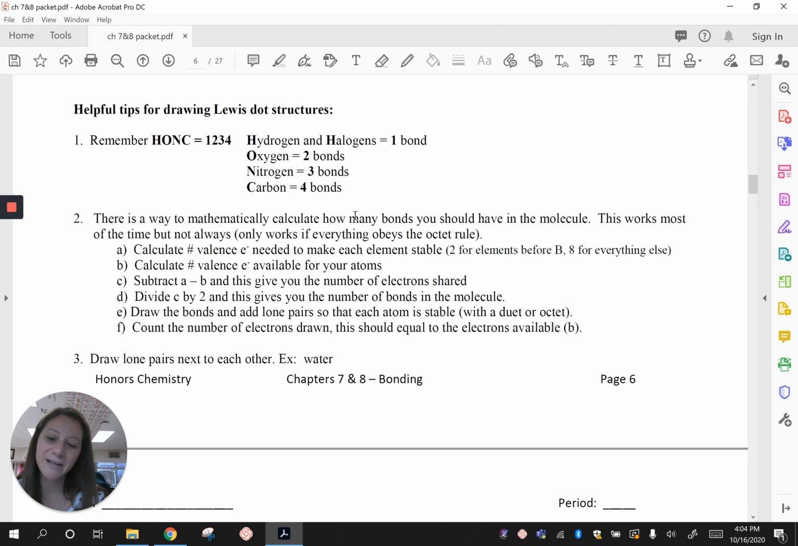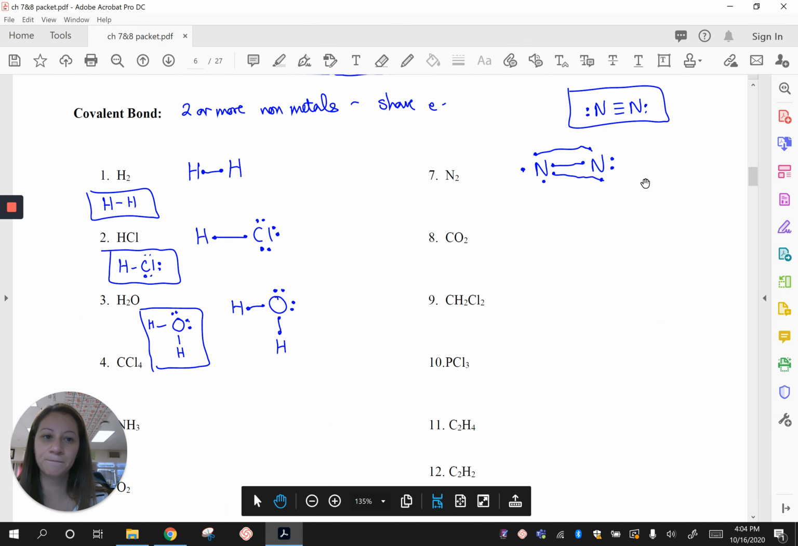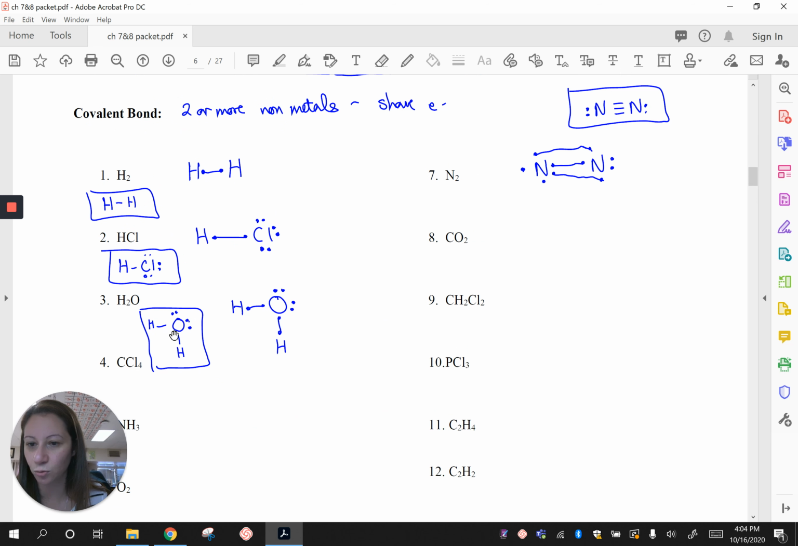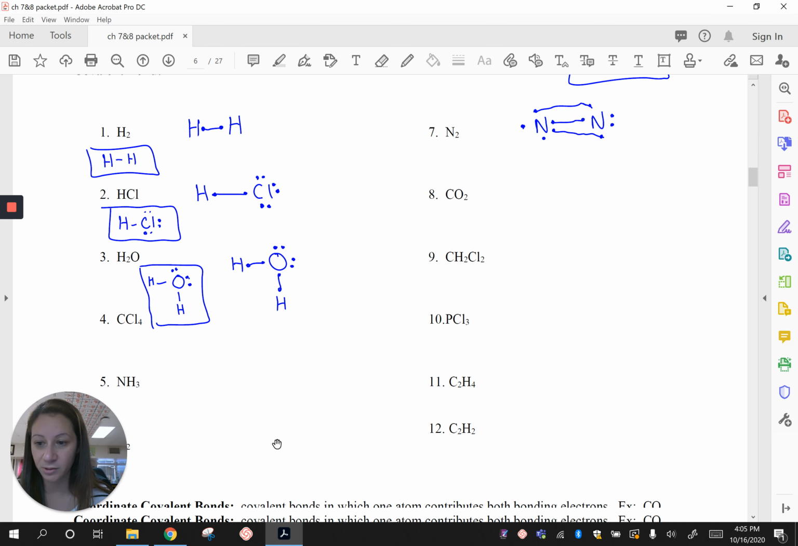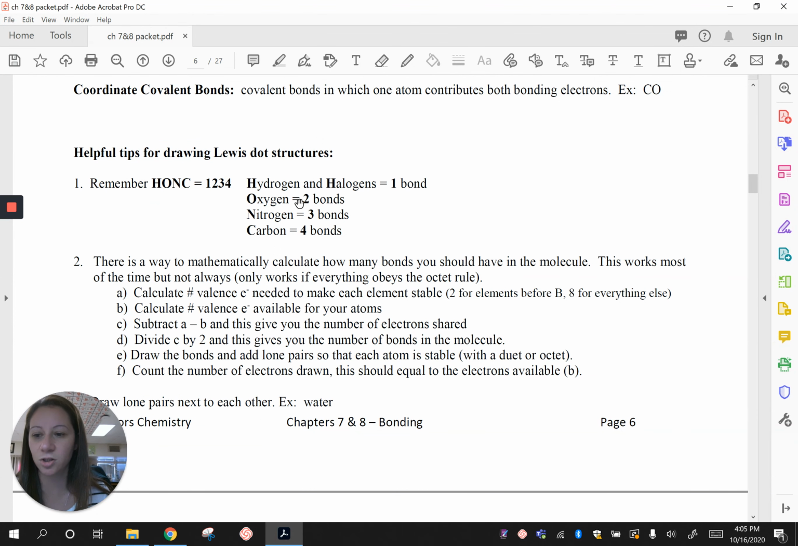So sometimes that is helpful, like nitrogen makes 3 bonds. Look at this. Nitrogen's making 3 bonds. Oxygen making 2 bonds. Look at this one, 2. Hydrogens and halogens only make 1 bond. So most of the time that works. Not 100% of the time, but most of the time. So that's a good thing to keep in the back of your mind. So that's a tip there.